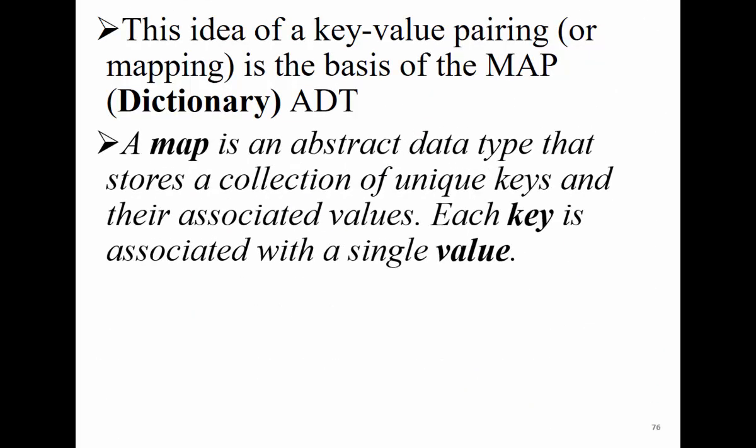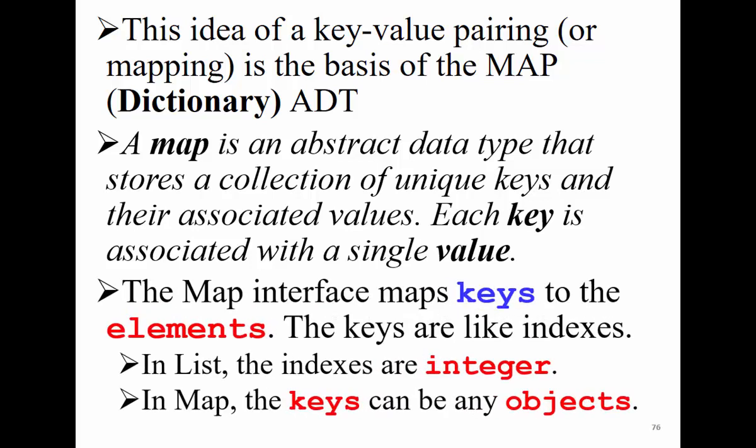So it's some kind of dictionary. Whenever you come across a key and a value, that is where it should always come to your mind that you have to use the map. Now, the key elements and the value elements can be anything.